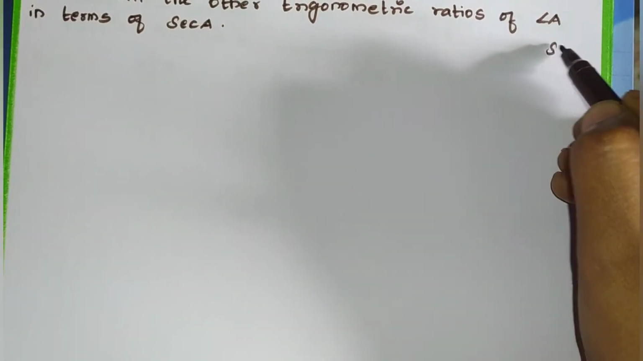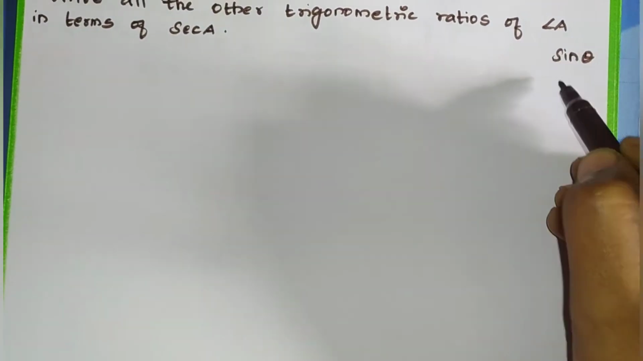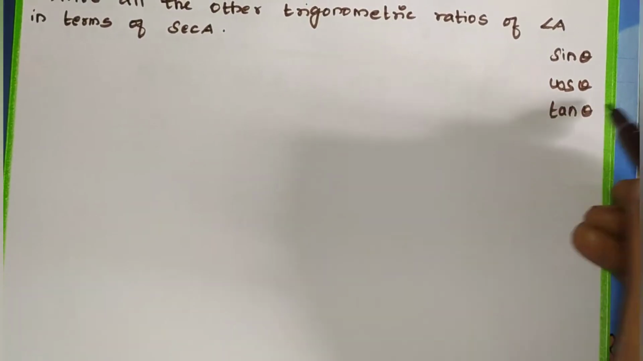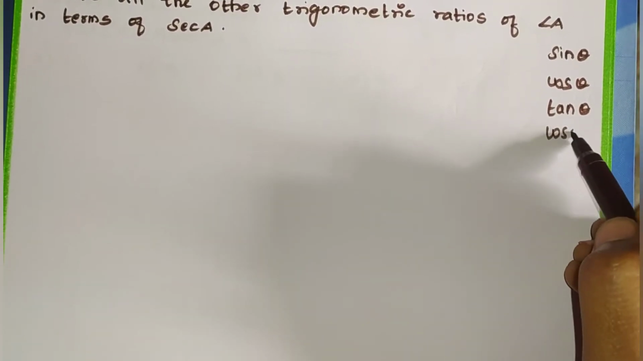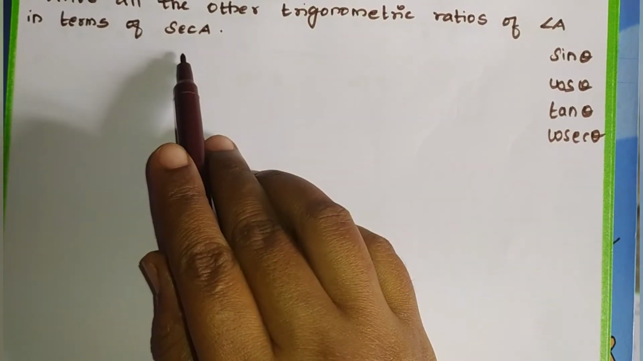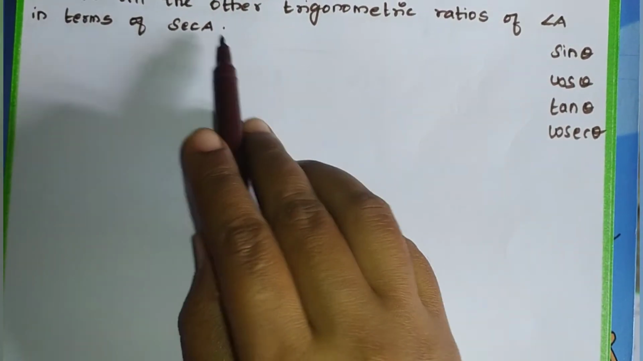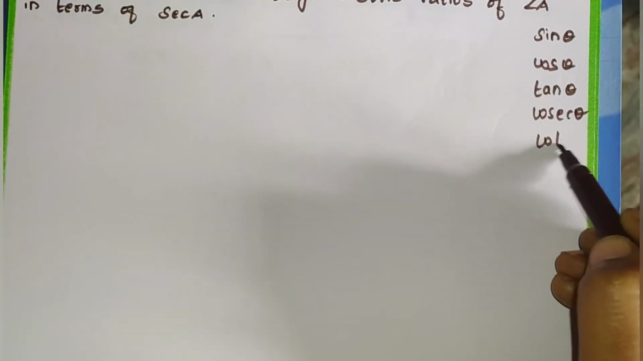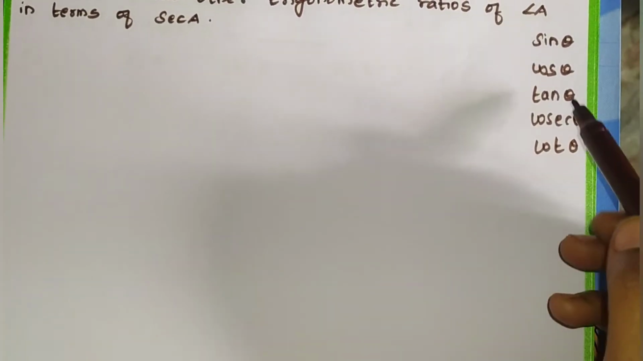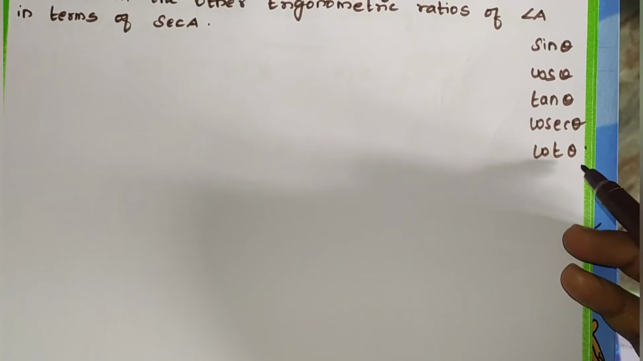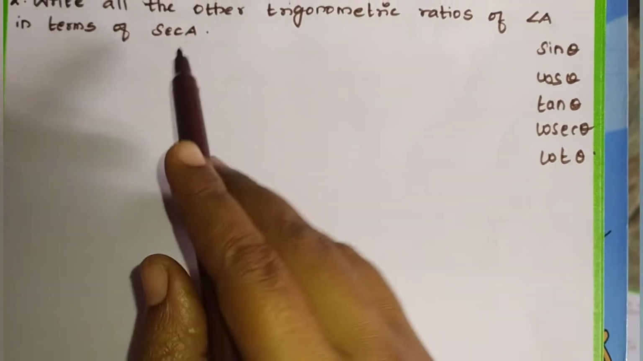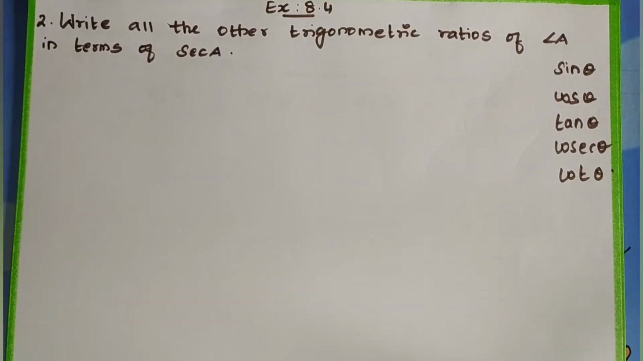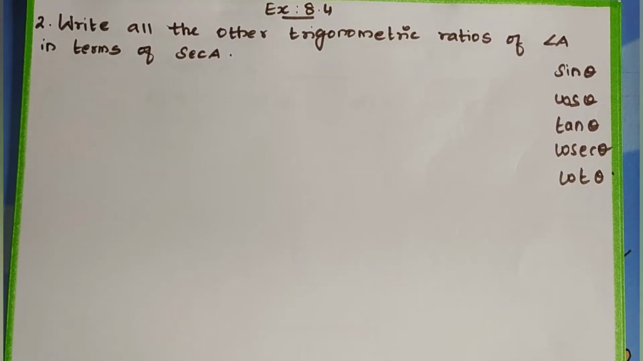All other trigonometric ratios means sine, cos, tan, cosecant. We have secant here. In terms of secant only we have to change. Don't write that one. Okay, secant and cot. So you have to change these 5 trigonometric ratios in terms of secant. Before entering into the problem, first what we have to write?